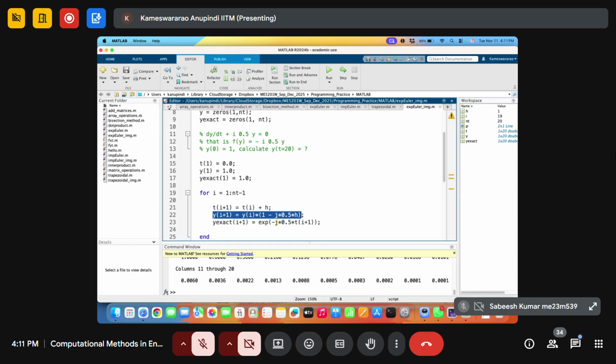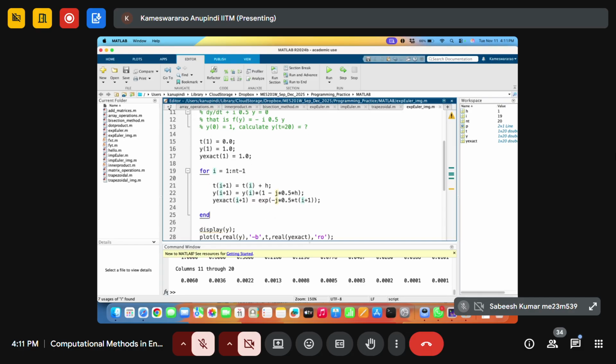Okay. But then here my lambda is minus i times 0.5. So this is going to be 1 minus j times 0.5 h is what I would get. Okay. So then y exact is there, which is basically e to the power minus j times 0.5 t. Here j is square root of minus 1, so j is actually my i, because I'm already having i used as j in MATLAB. Okay. Let us try solving this.